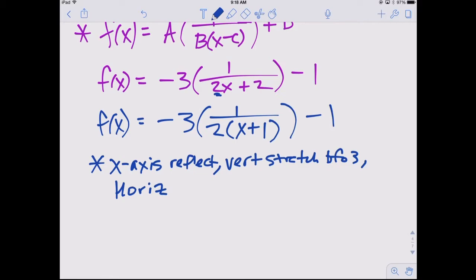Again, think on the inside, it's opposite. It's not 2 times x. It's not twice as wide. It's half as wide. So we're compressing it by a factor of what? 2. Good. That's going to affect the shape, and then all we're going to do is pick it up and move it left one, and then down one.